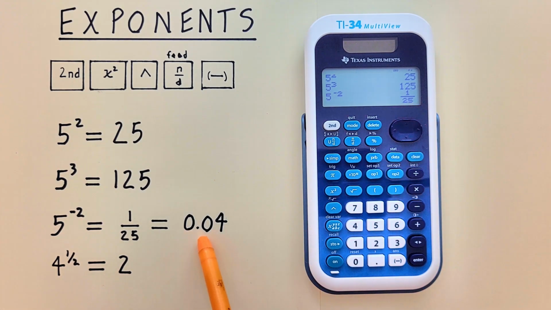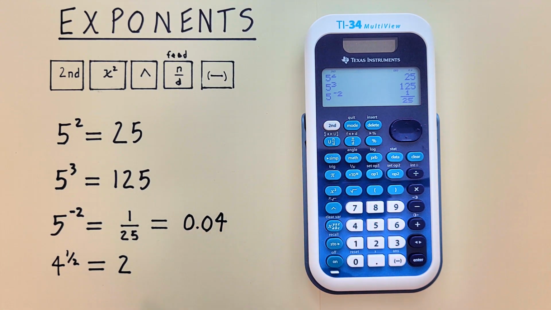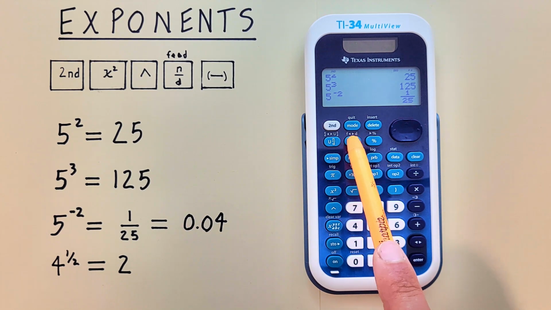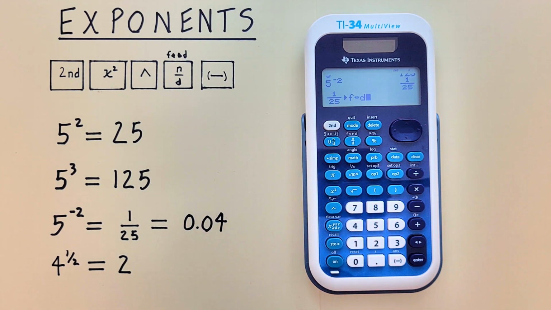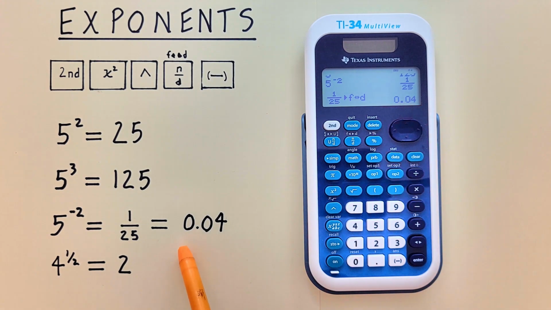But what if we want that as a decimal, like 0.04? Well, to get that, we just go second function, and then the fraction key, which is the fraction to decimal function, and then hit enter, and see we get 0.04, which is correct.